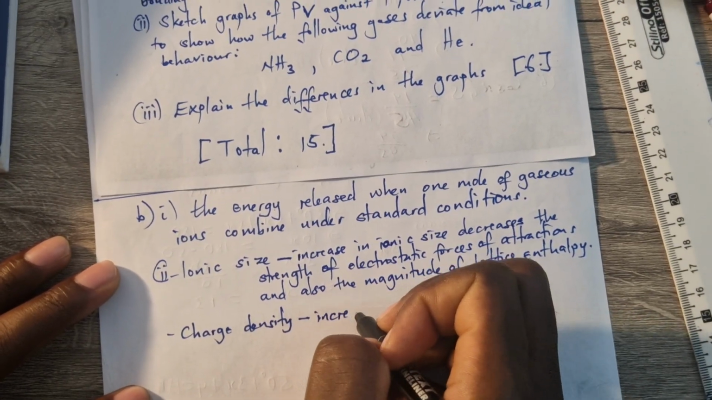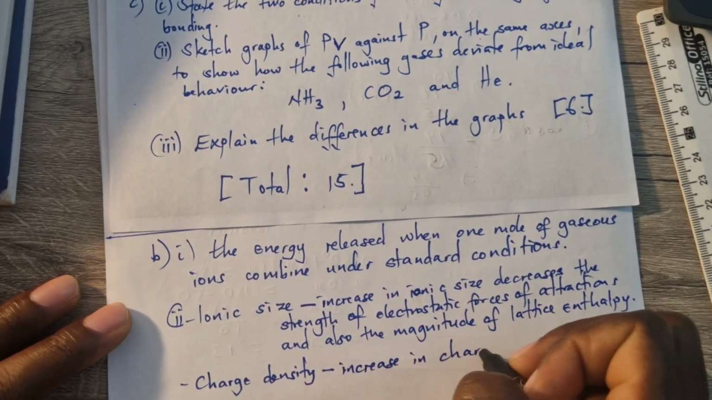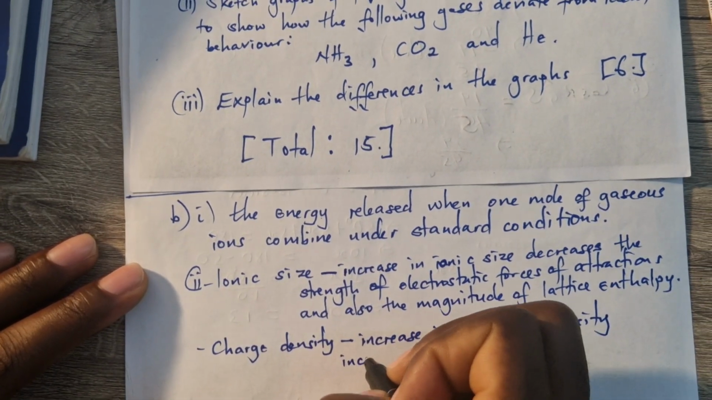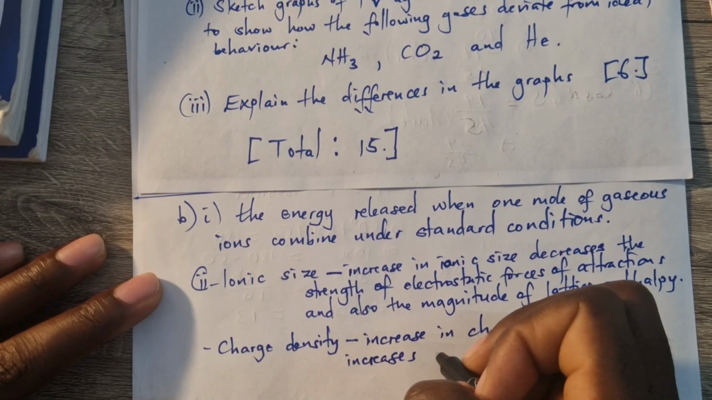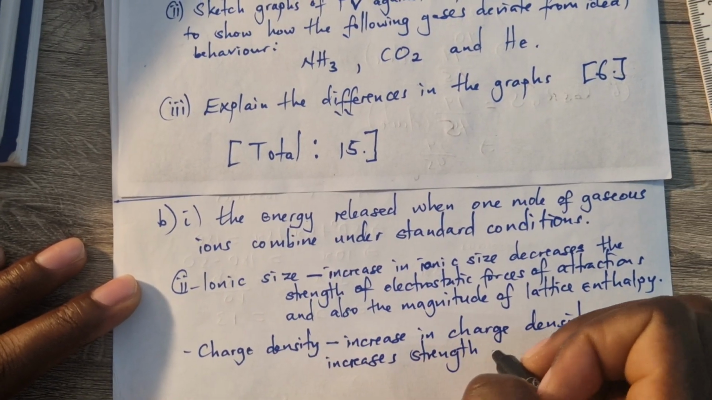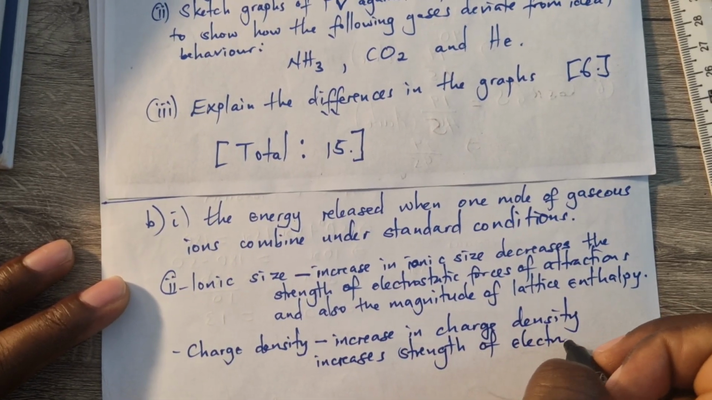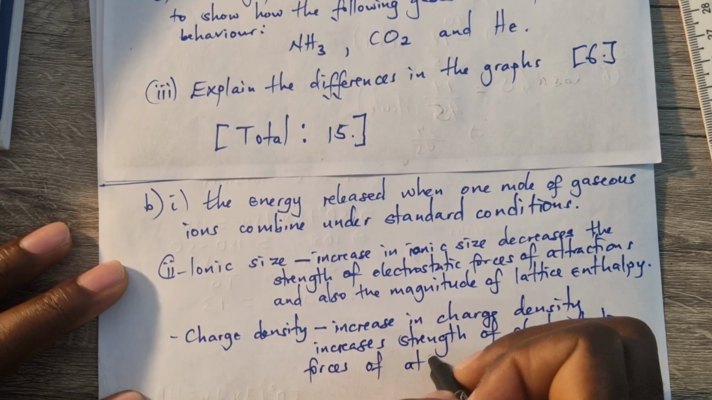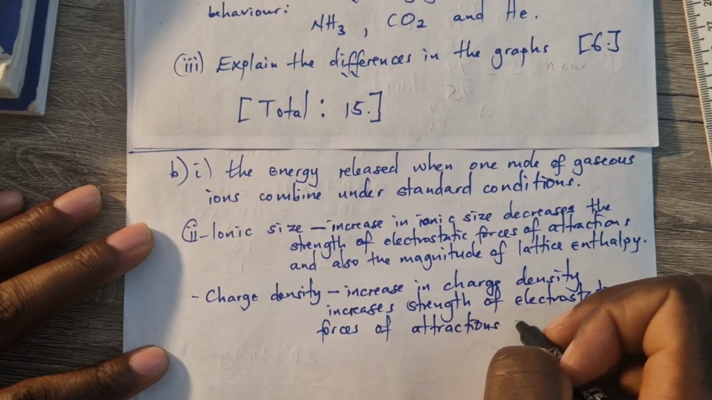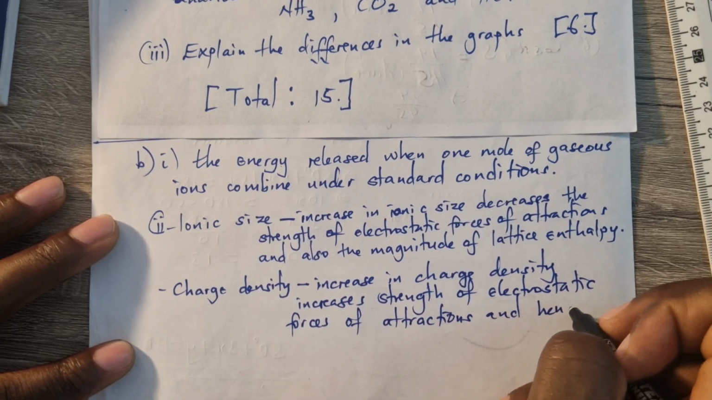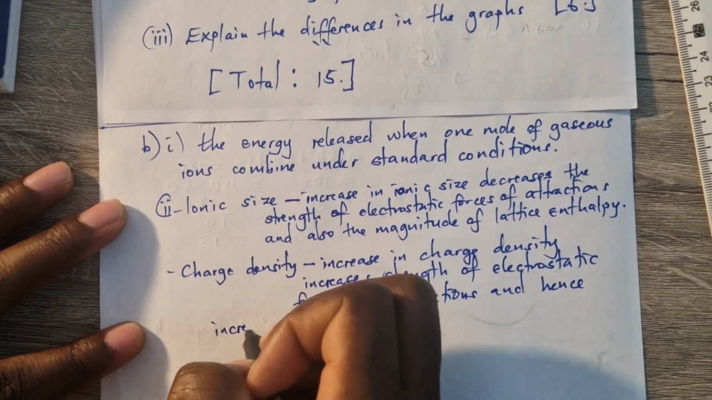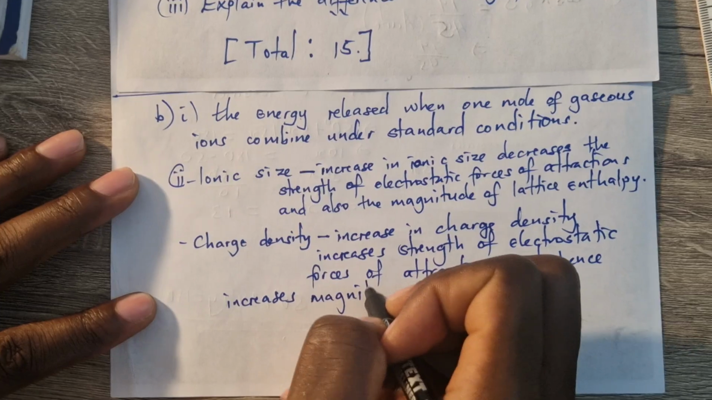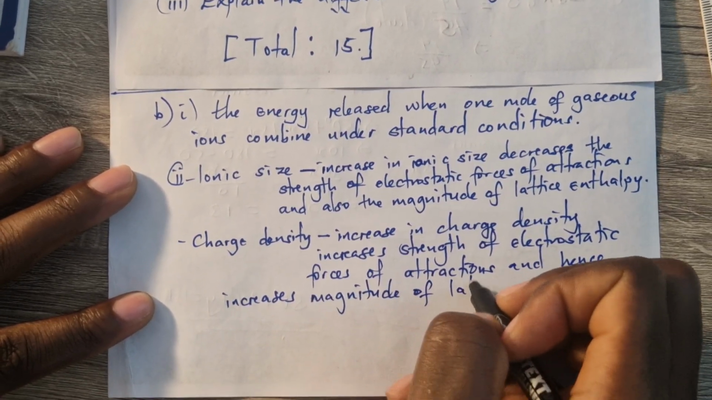So an increase in charge density increases the strength of electrostatic forces of attraction, and hence increases the magnitude of lattice enthalpy.